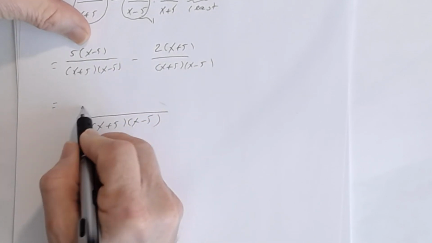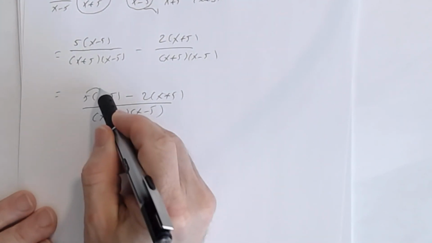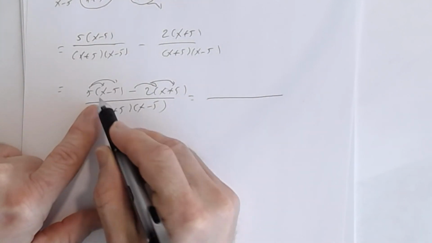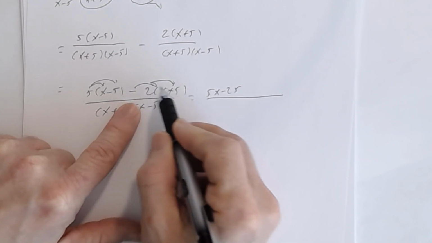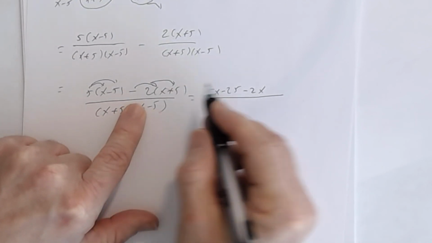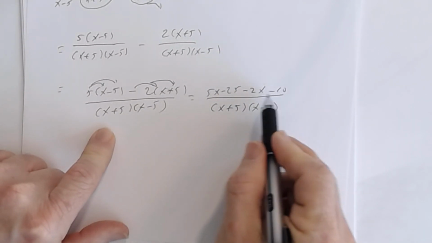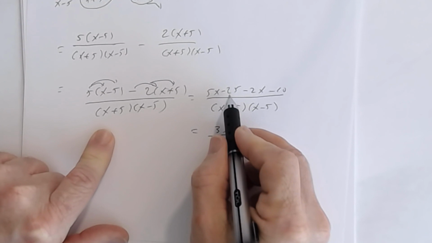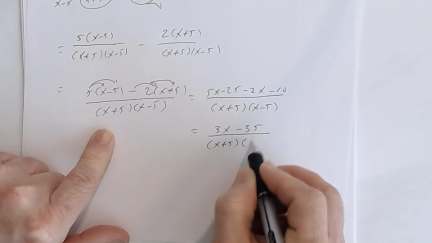So here's what I see: a 5 times x minus 5, subtract, just like this, a 2 times x plus 5. That's the way I would do it. Now you get rid of the parentheses, just like that. So your numerator becomes 5x minus 25. Now be careful, you're distributing a negative 2. So negative 2 times x, and negative 2 times 5 is negative 10, divided by that common denominator, x plus 5, x minus 5. Now combining like terms, 5x minus 2x is 3x, and negative 25 and negative 10 is negative 35, divided by x plus 5 times x minus 5.